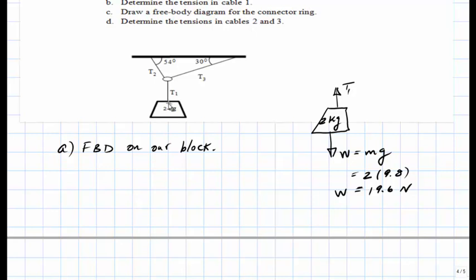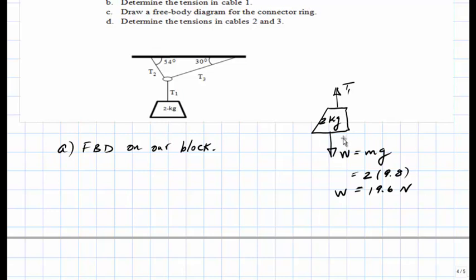Are there any other forces that directly affect this block? Well, the answer is no. The next question is, do we need to include an acceleration? Well, the answer to that is no as well, because the block is in static equilibrium, and that means there's no acceleration.